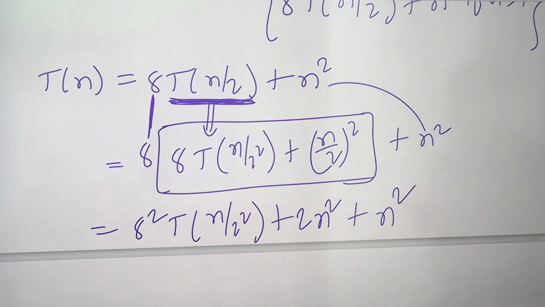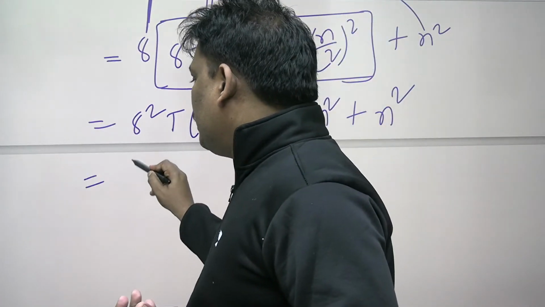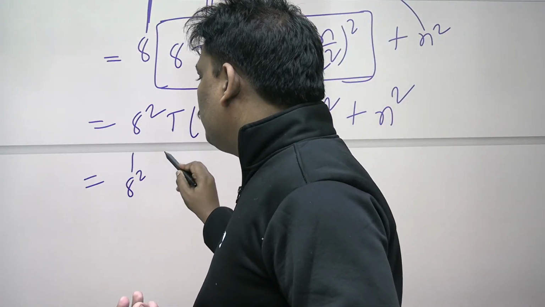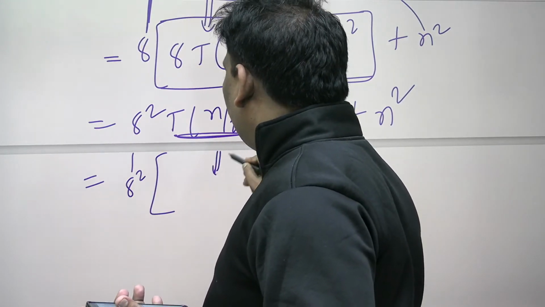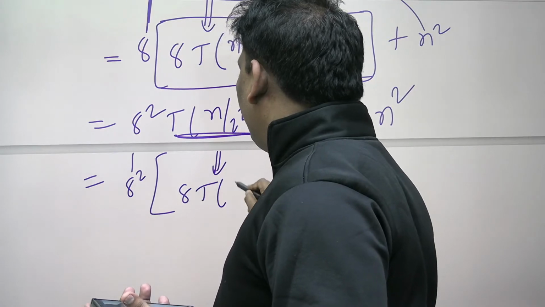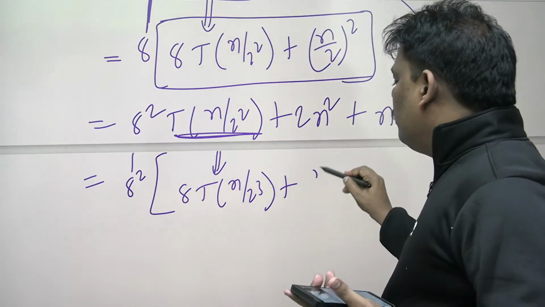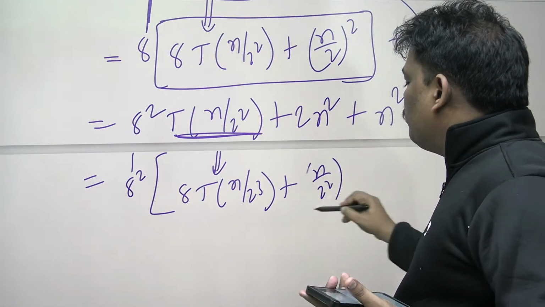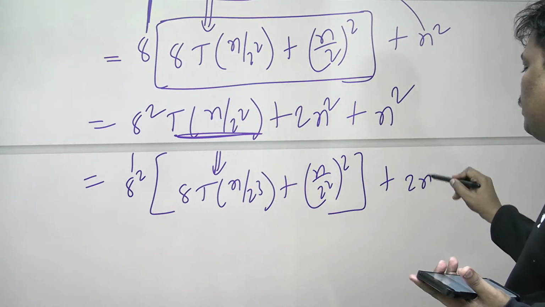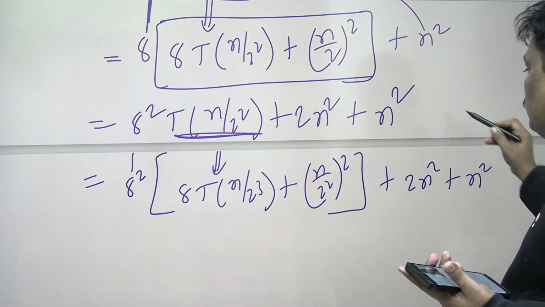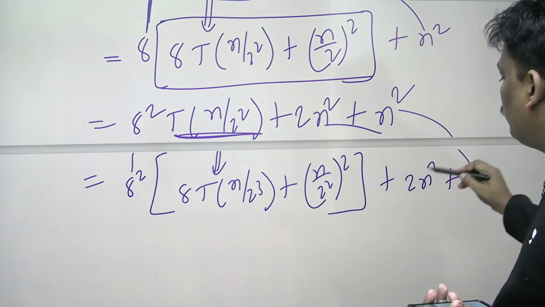If you do 2 times, this is the story. Let's do one more time. This 8 square is 8 square, no change. Now this one. Let me substitute. As it is, 8T(n/2 square by 2) that is n/2 cube, plus n square, n by 2 square is there, so (n/2 square) whole square. Outside as it is, 2n square plus n square. This n square came from here. This 2n square came from here.